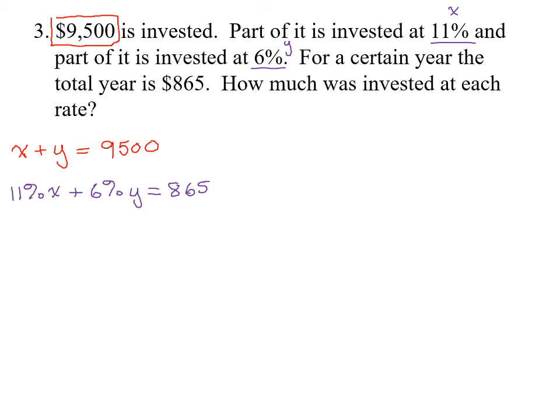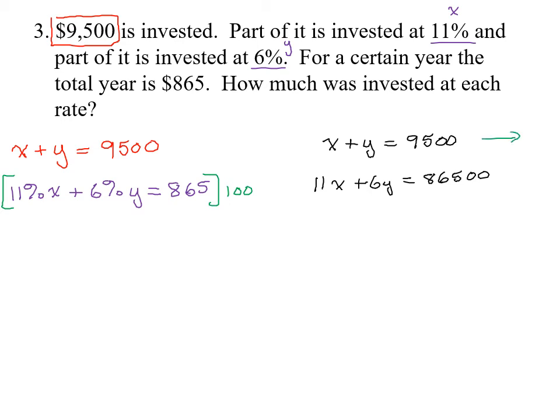So, just like what I did on that last one, I'm going to get rid of the percentages by multiplying this by 100. So I'll have X plus Y equals 9,500. And I'll have 11X plus 6Y. And here, since there's no percent on the 865, you actually have to multiply 865 by 100 and get 865 with two more zeros. Those are my two equations I would work with.